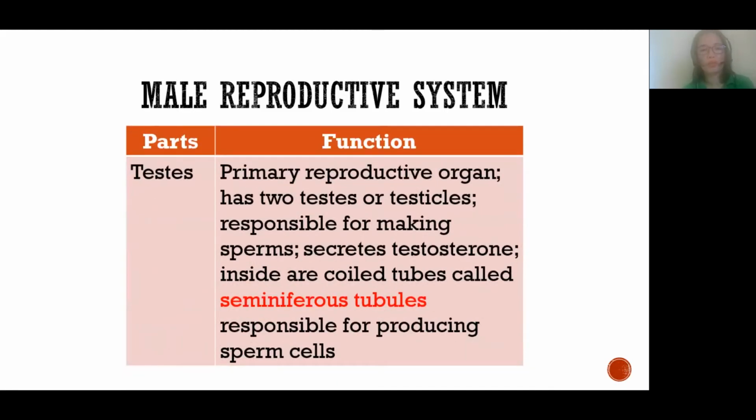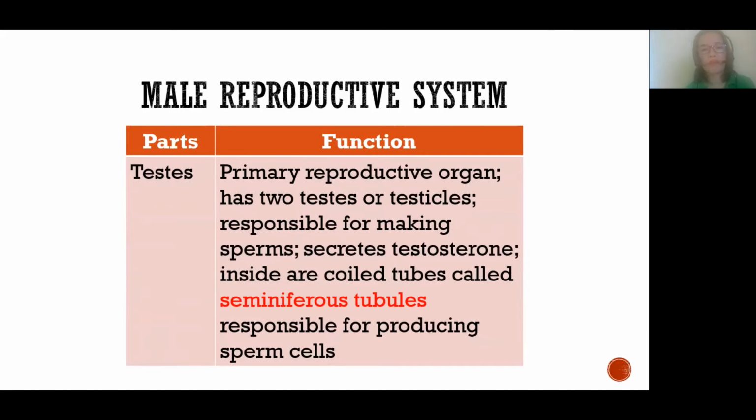Okay, so from that short video, you now understand the pathway of the sperm. In the video, the different parts were mentioned and the role they play in the sperm cell. Okay, so to clarify, first we have the testes.